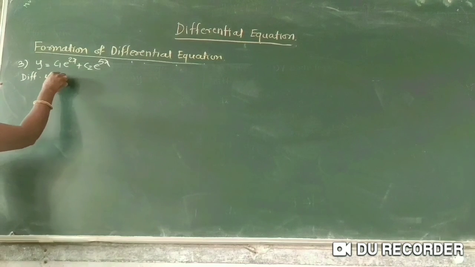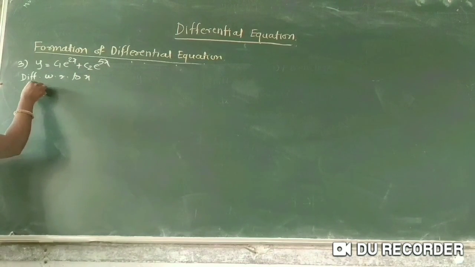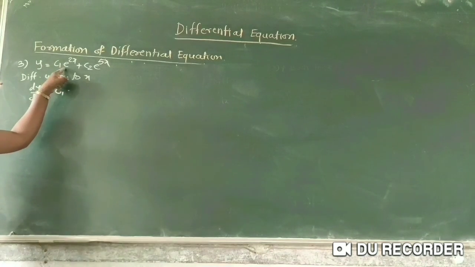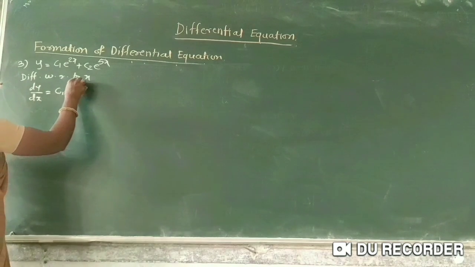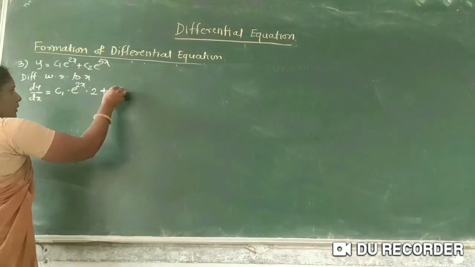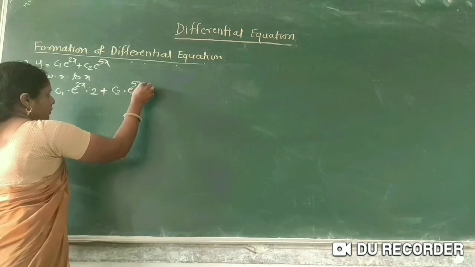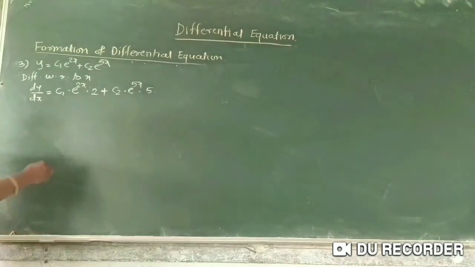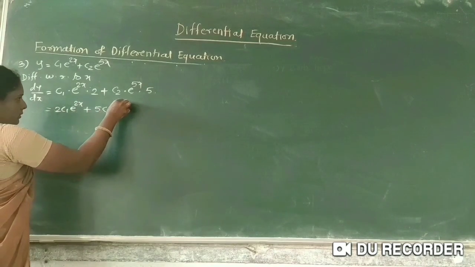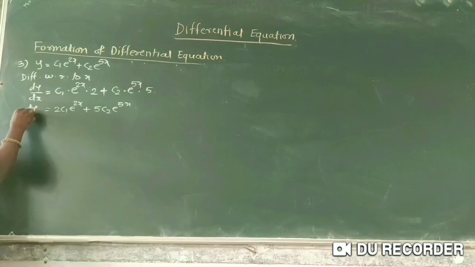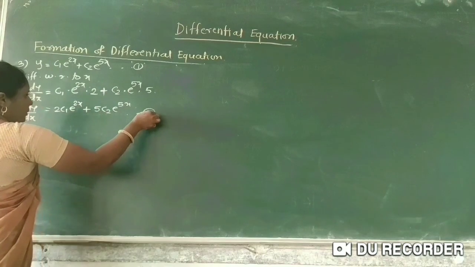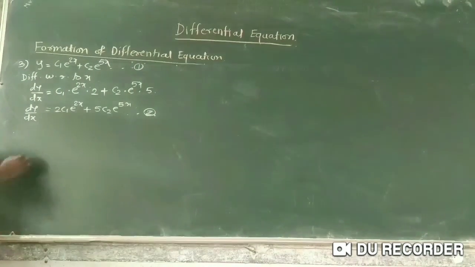Differentiate with respect to x, we get dy by dx is equal to c1 is the constant, derivative of e raised to 2x is e raised to 2x into derivative of 2x is 2, plus c2 into e raised to 5x into 5, that is equal to 2c1 e raised to 2x plus 5c2 e raised to 5x. Suppose this equation as a1, this as a2. Again differentiate with respect to x.